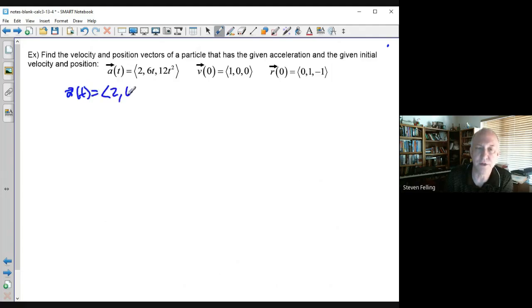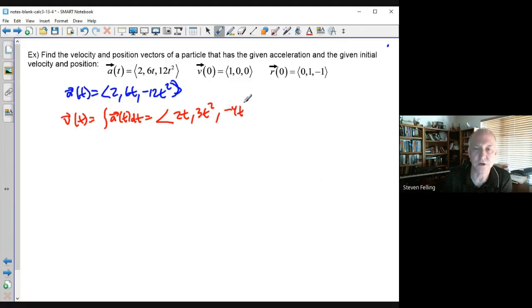In this case, they gave it to me. In projectile motion, typically this would be 0, 0, and then negative g. But they gave it to me here. So to get velocity, the velocity as a function of the parameter t is going to be the antiderivative of the acceleration vector. So all I'm going to do here is take the antiderivative of each term with respect to the parameter t. So this 2 becomes a 2t, and this, if I raise by 2, is going to be 3t squared. And then this would be negative 4t cubed. So I just did the antiderivative really quickly.